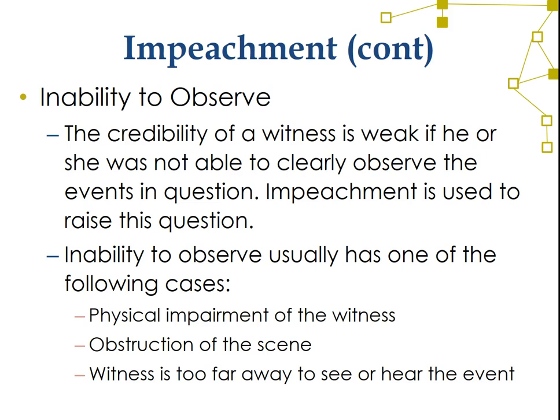Inability to observe usually has one of the following causes: 1, physical impairment of the witness, or 2, obstruction at the scene, or 3, the witness was too far away to see or hear the events in question. Sometimes more than one of these problems arise at the same time. For example, the witness might have a physical impairment like bad eyesight and was also too far away to see clearly. And since a witness can testify about anything observed with the 5 senses, a defect in any of these senses that is relevant to the testimony may be grounds for impeachment.